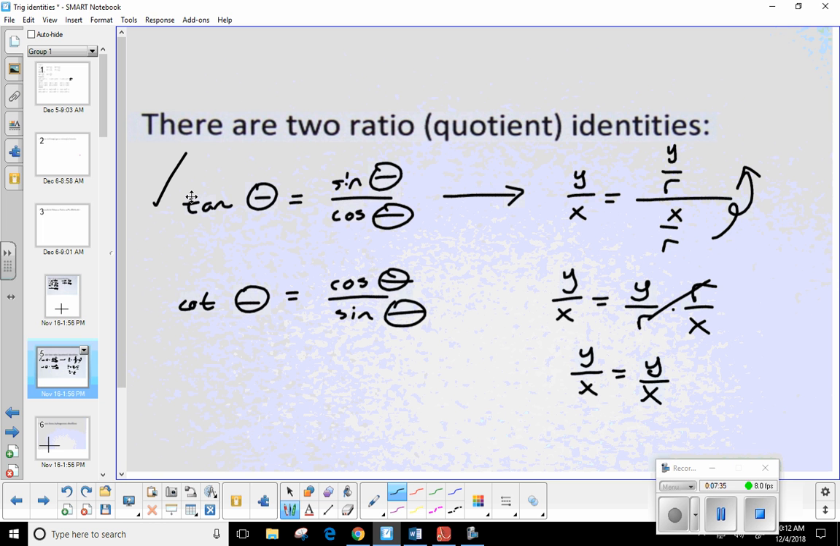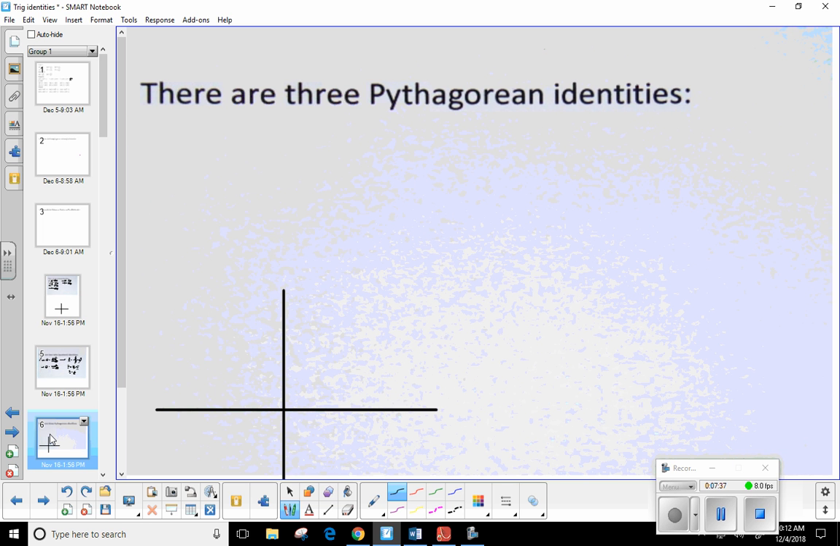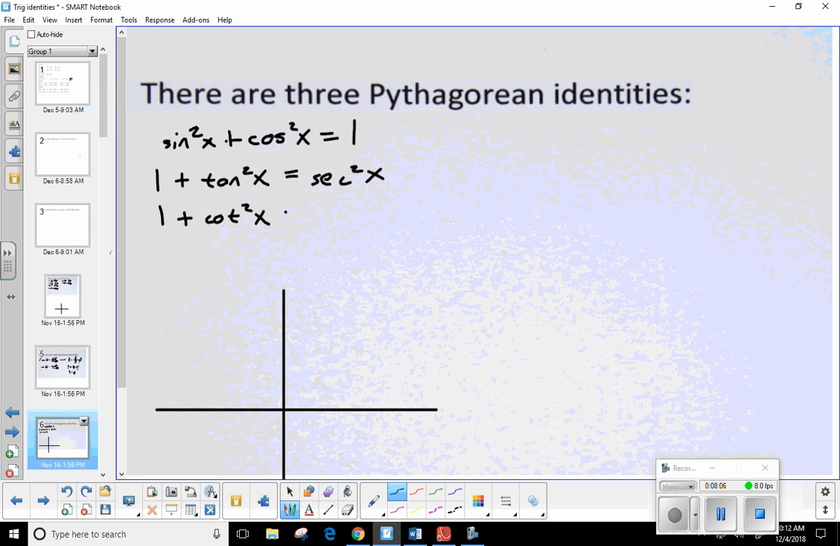Now let's get to the ones that are going to be the most important to you. The Pythagorean identities. There were 3 of these. Okay, the first one, sine squared. This time I'll go back to x. So sine squared of x plus cosine squared of x is equal to 1. Then I also had 1 plus tangent squared of x. What did that equal? That equaled secant squared. And then we had 1 plus cotangent squared of x equals what? Cosecant squared of x. Yes.